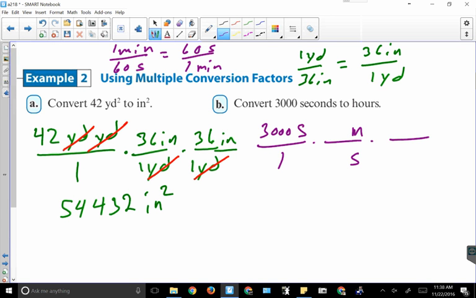Can I change seconds into minutes and minutes into hours? So I can put minutes down here and hours goes up here. So there were 60 seconds in 1 minute, 60 minutes in 1 hour. As long as the labels cancel and you get the label that you want, you've got your numbers in the right spot. So now this is 3,000 divided by 60 divided by another 60, right?